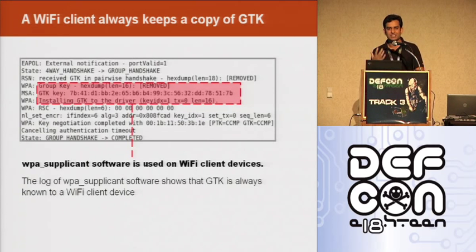Now let me ask, what is stopping that client from using that GTK for its own packet encryption? So the protocol says, as normal behavior, that the client should not use this key for packet encryption. It should always use this key for packet decryption. But a malicious user can always exploit this key. A malicious user present in that network can always use this key to create its own packet, generate its own packet.